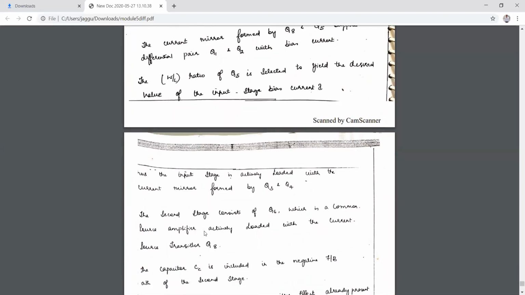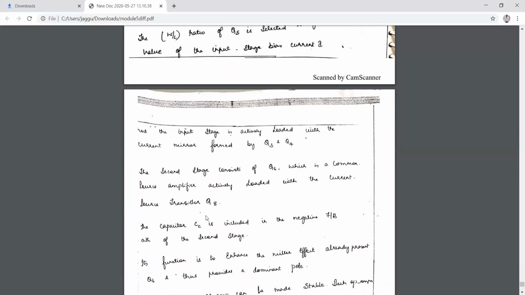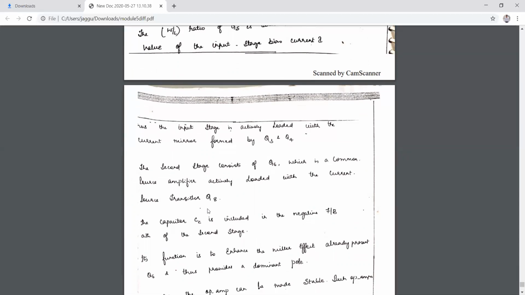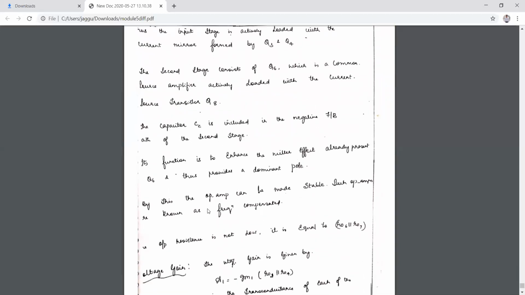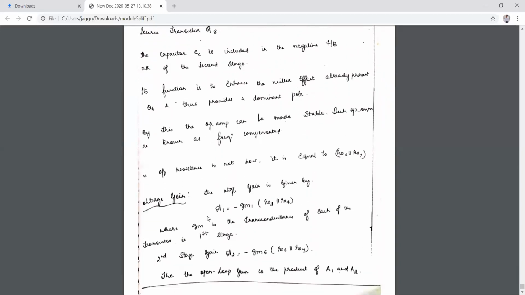The second stage is actively loaded with Q3 and Q4. The second stage consists of Q6, which is a common source amplifier loaded with a current source transistor Q8, and the output capacitance is included in the feedback. If you want to determine the voltage gain, A1 is equal to GM1 times R02 parallel R04, where GM is the transconductance of each transistor. Similarly, for the second stage, A2 is equal to minus GM times R06 parallel R07.